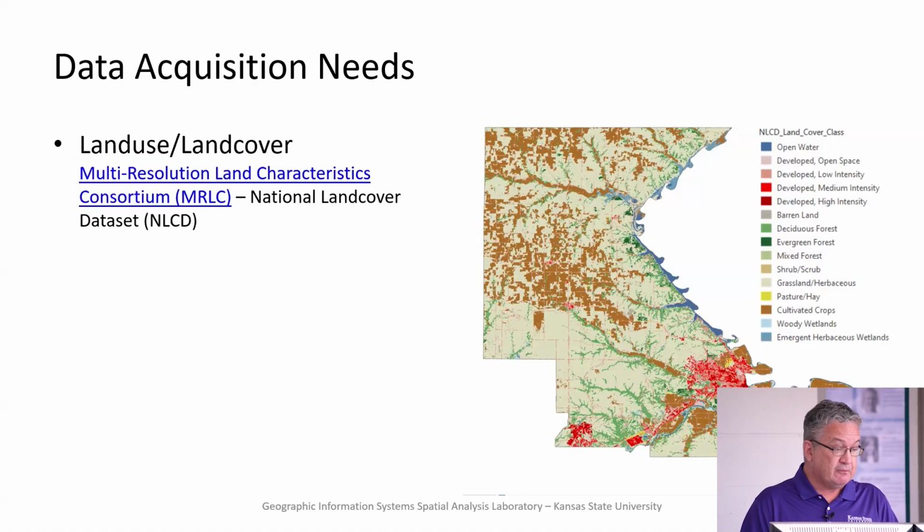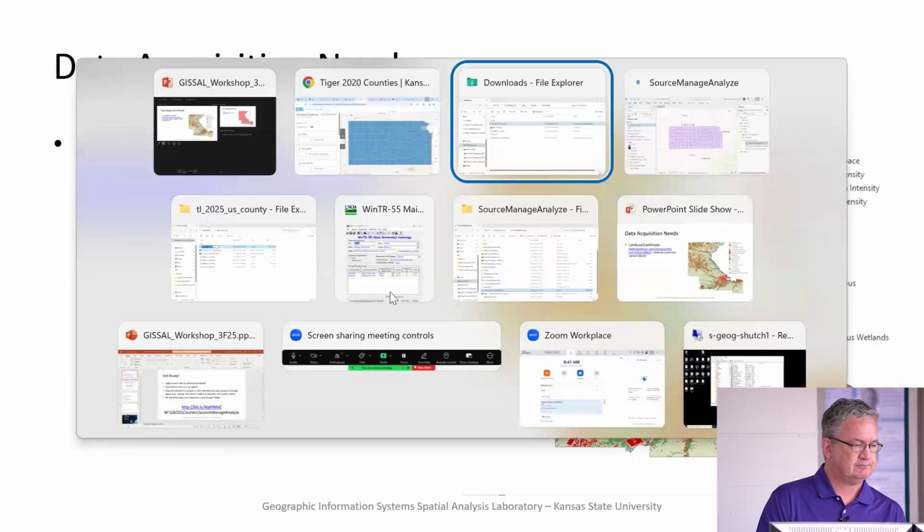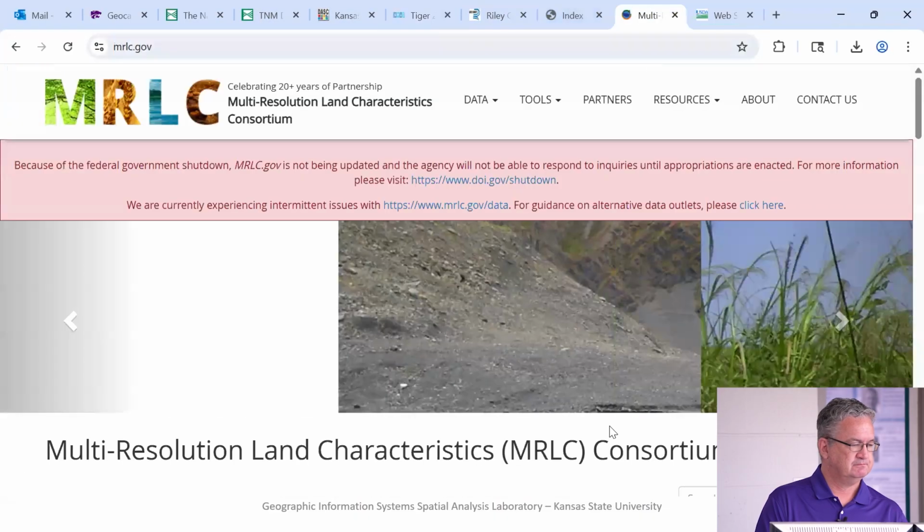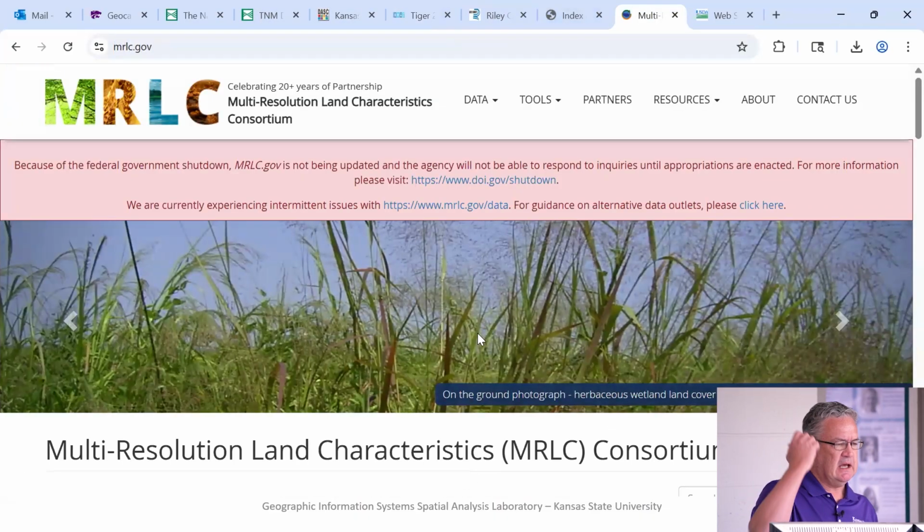We need to know frequently what land use, or land cover, because the system covers both. Grasslands, urban, land use, land cover. The authoritative place to grab that is the Multi-Resolution Land Characteristics Consortium, which I will go to, maybe. I have too many windows open. Okay. So this is the home for the National Land Cover Database Program, which is a multi-federal agency partnership.